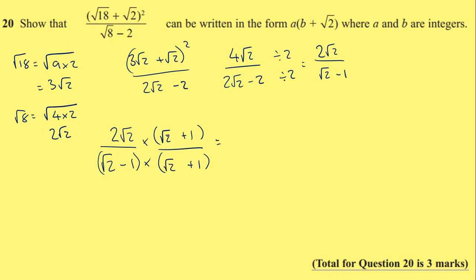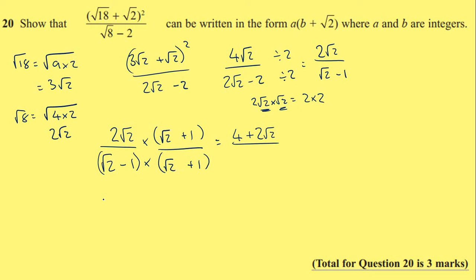2 root 2 times by root 2. Well, 2 times root 2 times root 2 is going to be 2 lots of, what do these make? 2. So it's 4 plus 2 root 2 over.